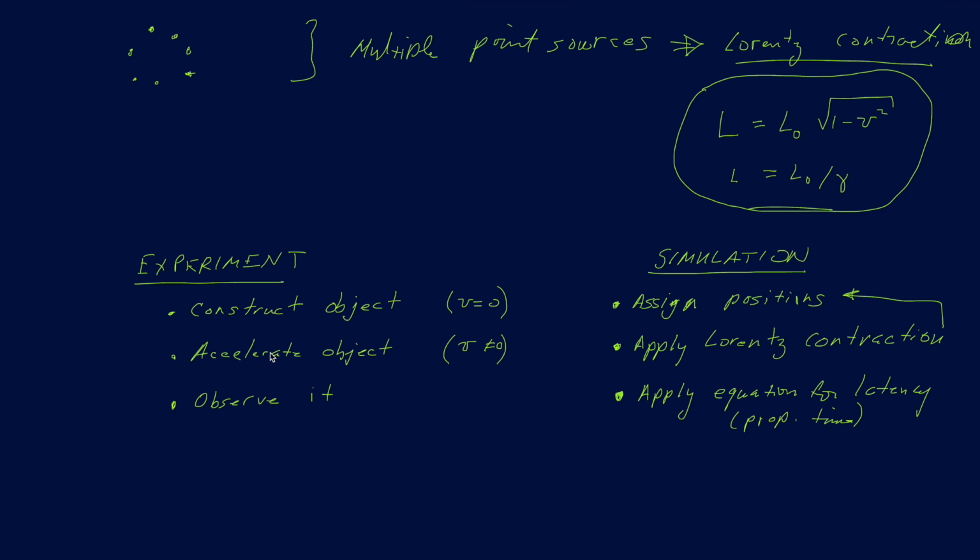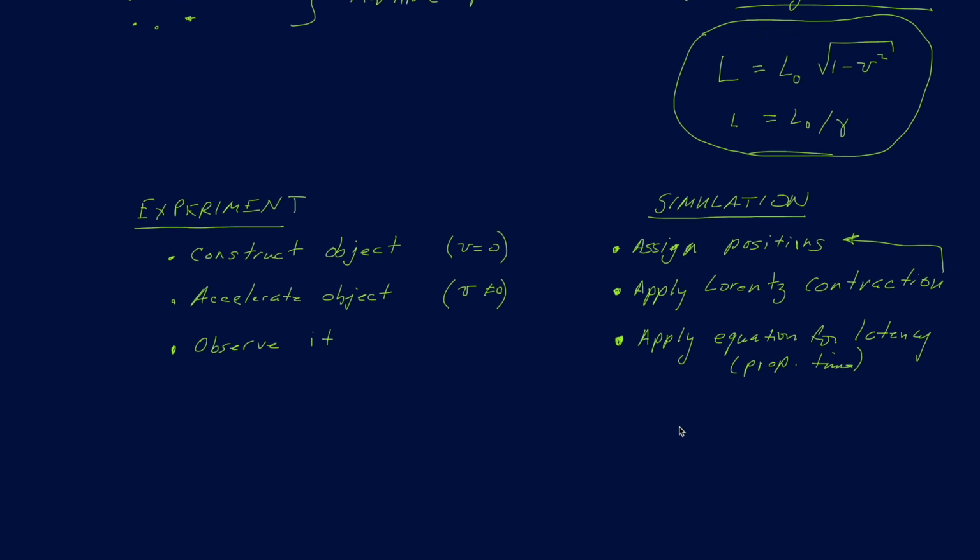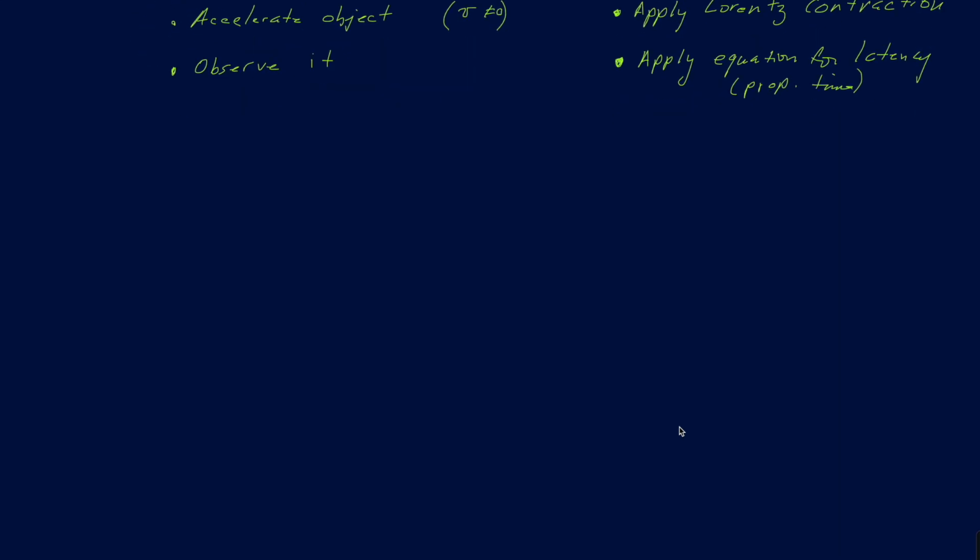Then in real life, we accelerate it to some constant non-zero velocity, whereas what we do in the simulation is apply a Lorentz contraction. Finally, in real life, we observe it. We take a picture of it with a camera, or we look at it with our eye or with a telescope. While in the simulation, we apply the latency equation to get the propagation time, and from that we can get the apparent position of each point source. So let's plunge into this now and go into this in a little bit more detail.